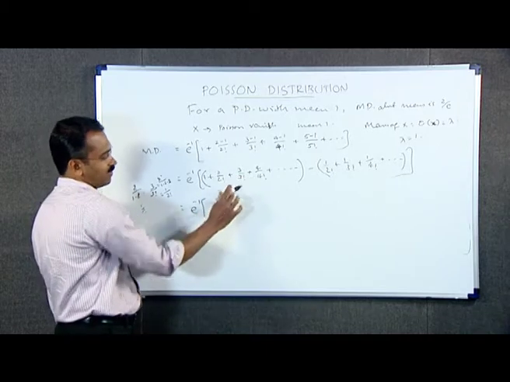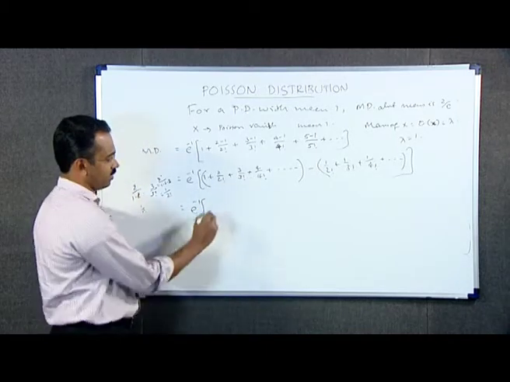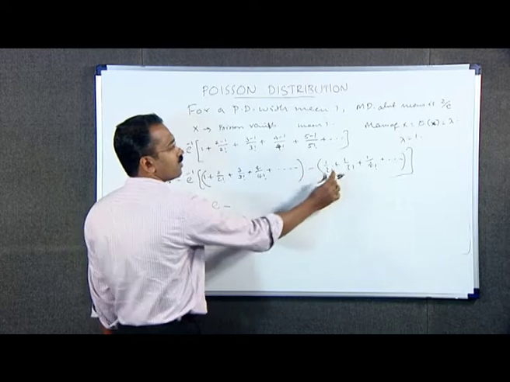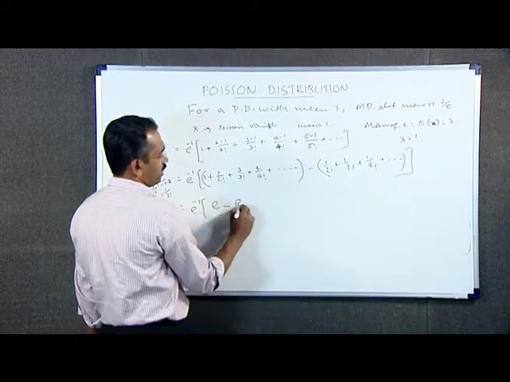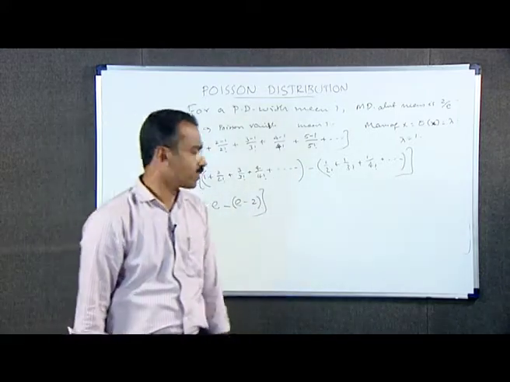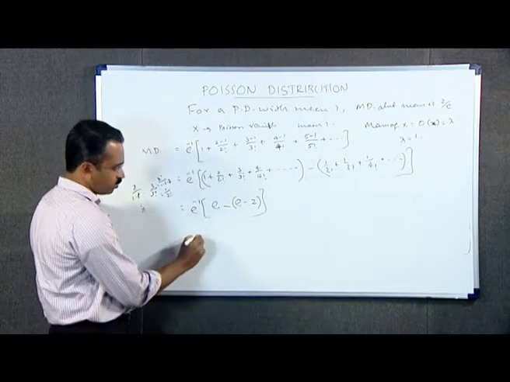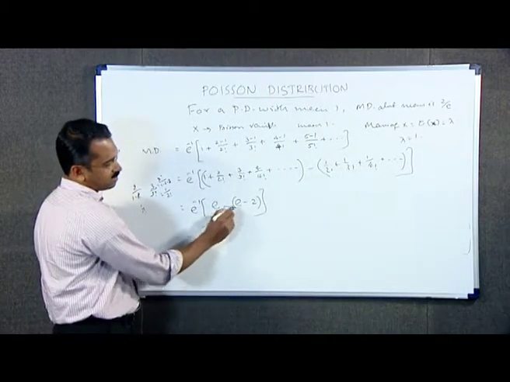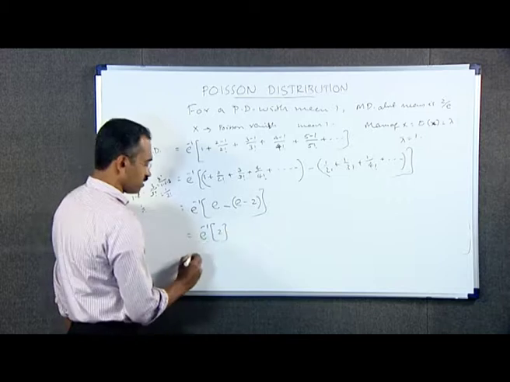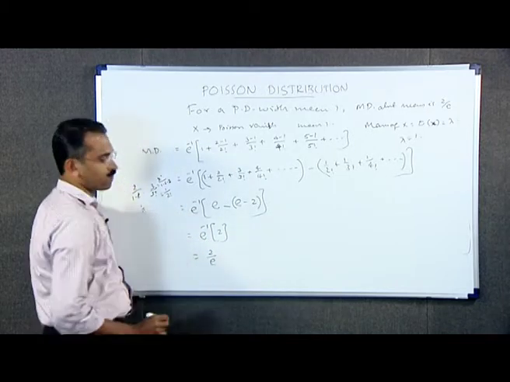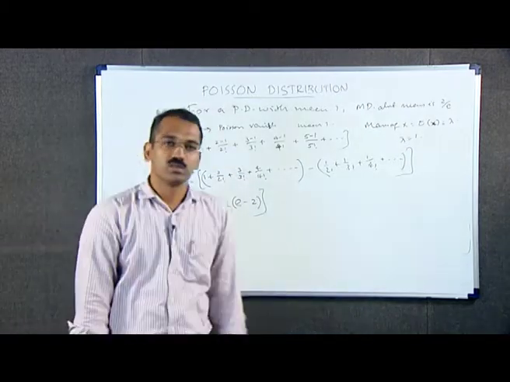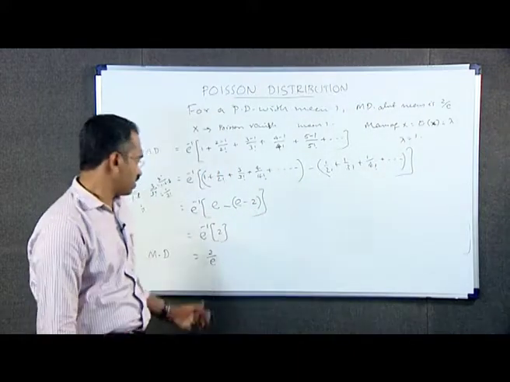Therefore, this is our e raised to 1 minus, this is e minus 2. Which is equal to e raised to minus 1 into e minus e is 0, minus of minus 2 is plus 2, that is 2 by e. Mean deviation about the mean for a Poisson distribution with the mean 1 is 2 by e.